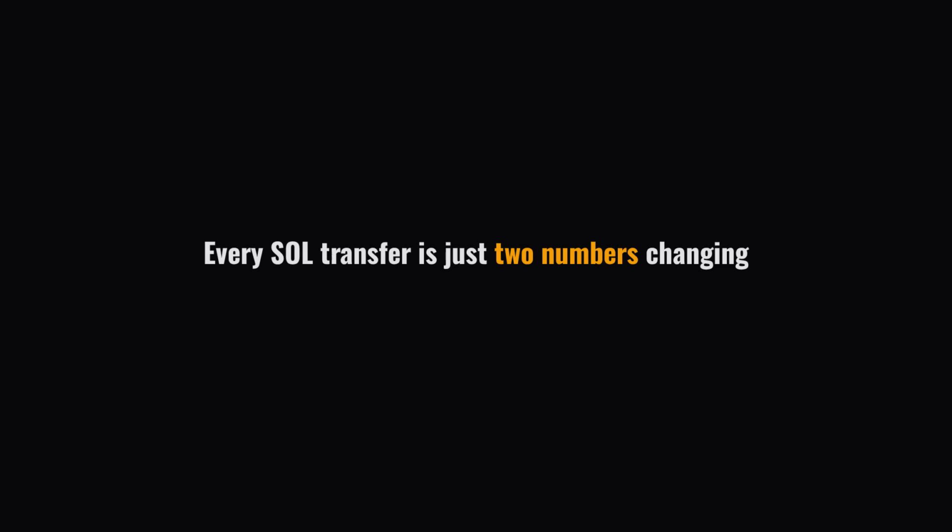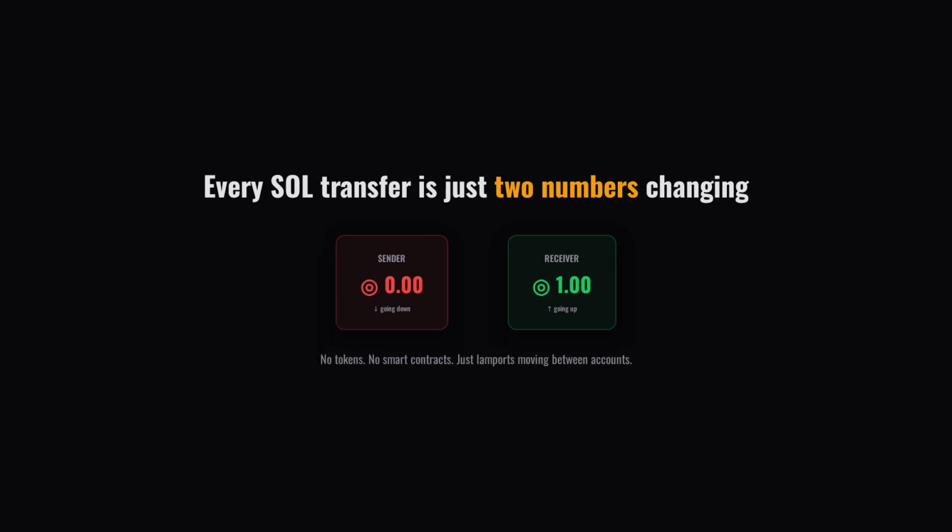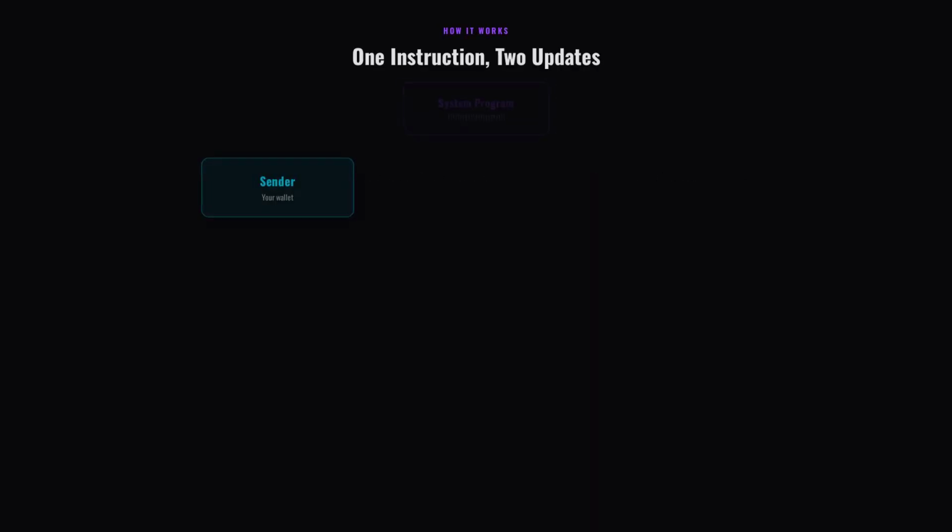Every SOL transfer is just two numbers changing. One account goes down, another goes up. No tokens, no smart contracts, just lamports moving between accounts. Here's how it actually works.